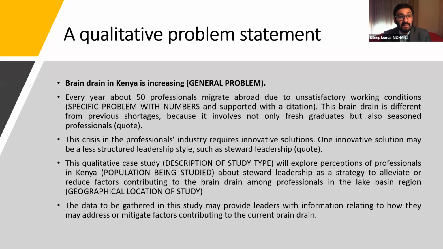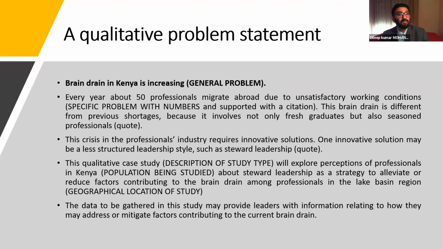Brain drain in Kenya is increasing. Every year, about 50 professionals migrate abroad due to unsatisfactory working conditions. It's just an example, not realistic. So what is the problem? Unsatisfactory working conditions. And this brain drain is different from previous shortages because it involves not only fresh graduates, but also seasoned professionals. You have to give the supporting evidence. Don't tell anything by yourself.